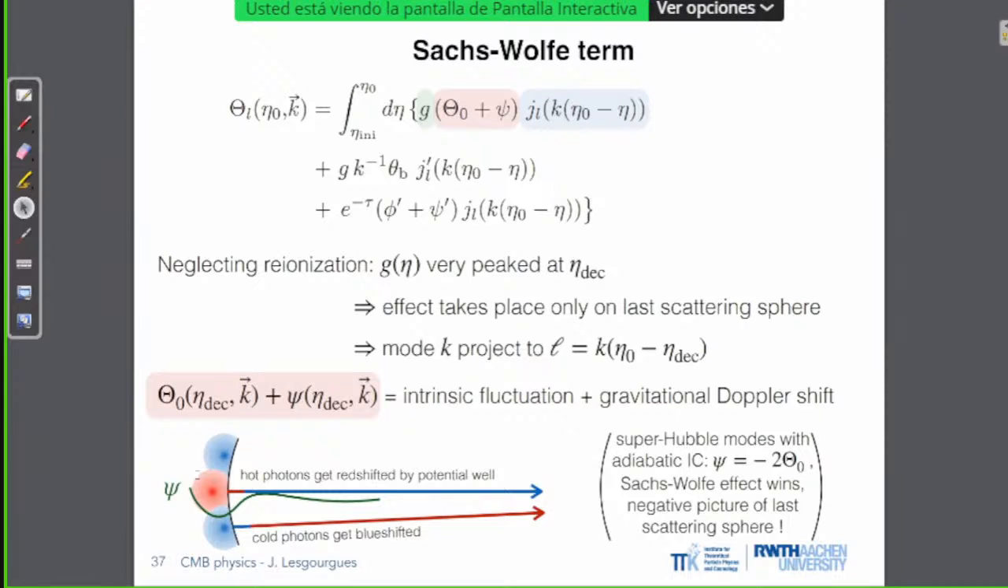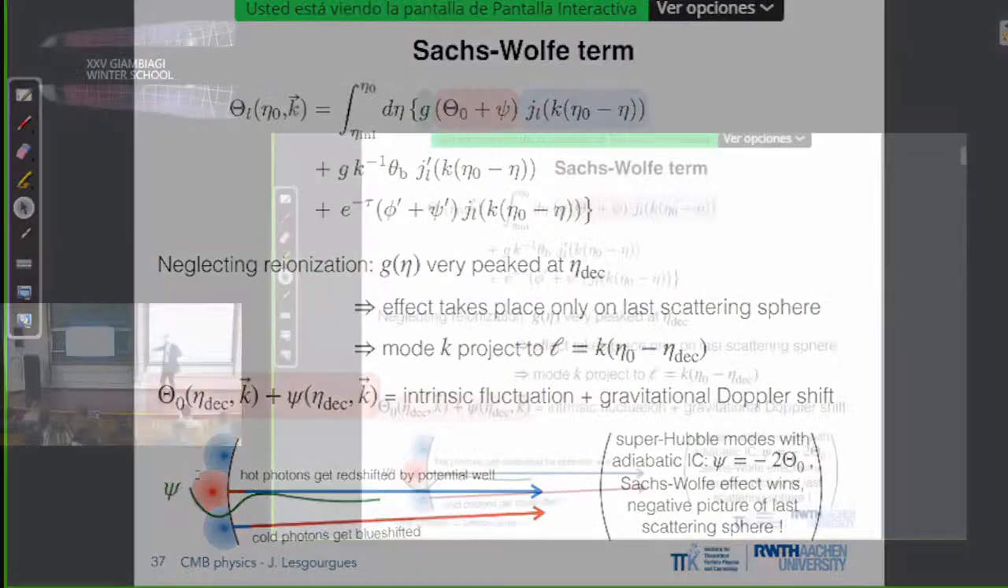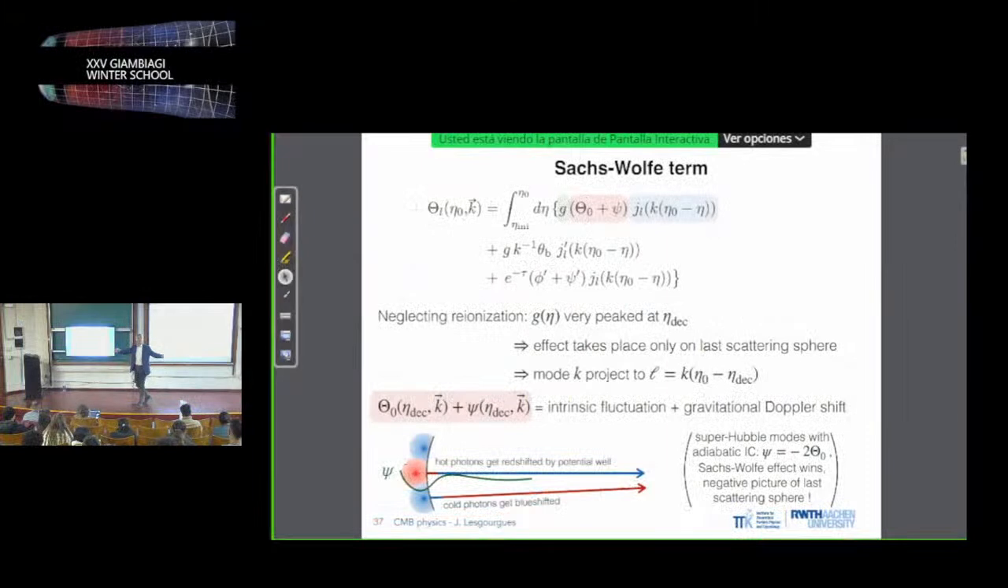The answer is not so trivial because it depends on which scale you consider, which value of k. But let me assume that I look at very small values of k, so very large wavelengths. Then on very large wavelengths, we are in the super Hubble regime. We can apply the adiabatic initial condition that we studied yesterday.